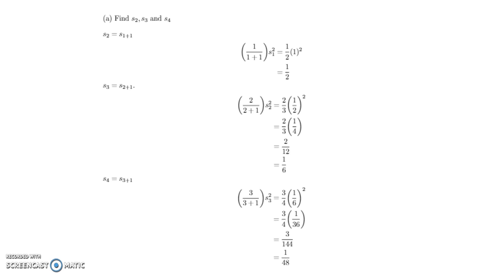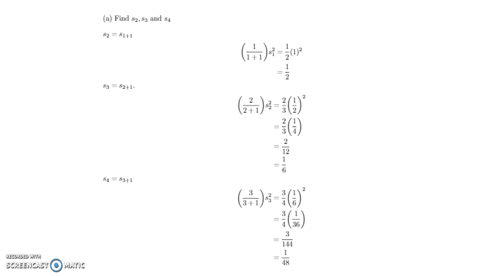So for part A, we want to find s sub 2, s sub 3, and s sub 4. In order to find s sub 2, we're going to plug in 1 for n, so we'll have s sub 2 equals s sub 1 plus 1. So we get 1 over 1 plus 1 times s sub 1 squared. We know from the information given that s sub 1 is 1, so we have 1 squared times 1 half, which just equals 1 half.